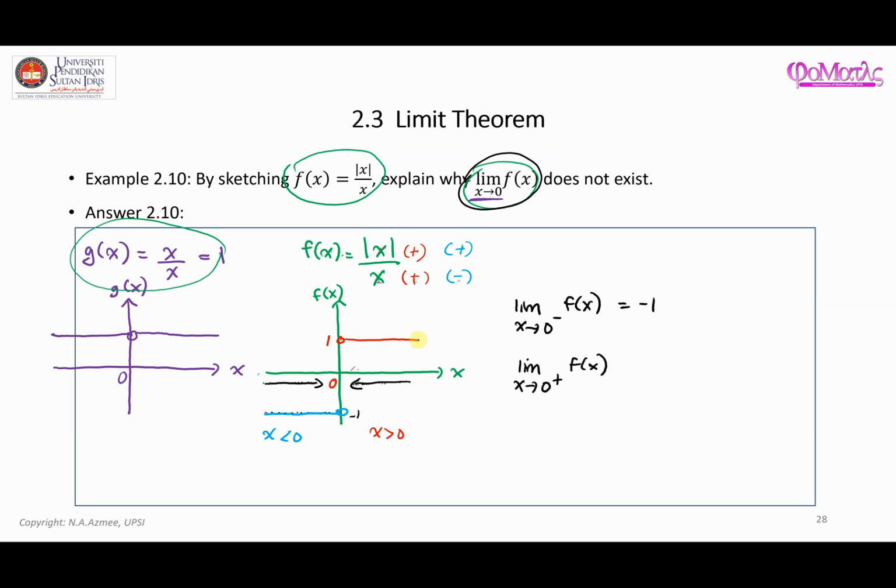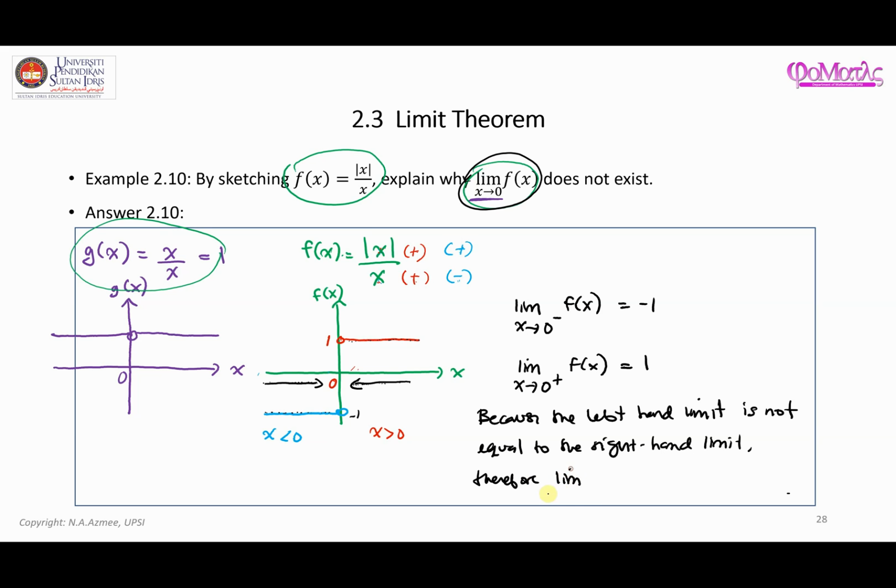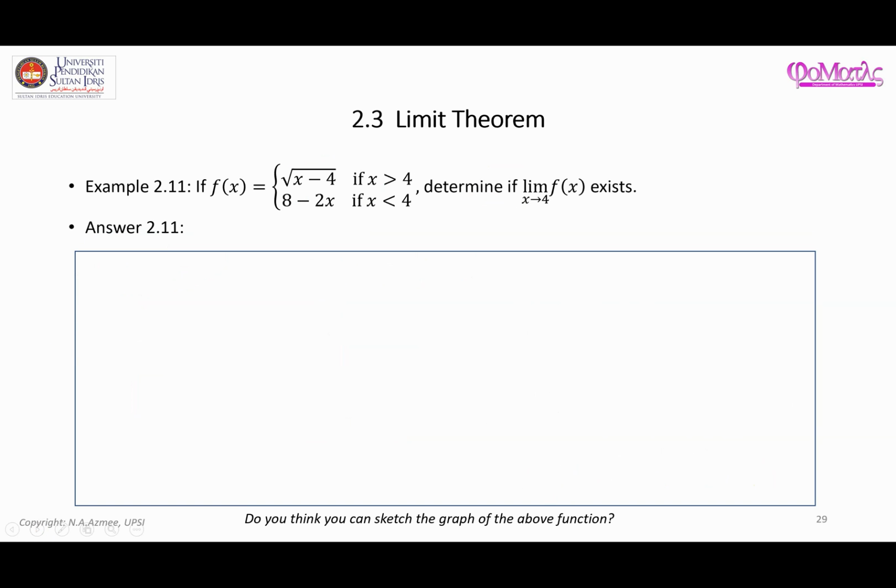So therefore, y here is going to be in this direction. It is going this direction and it will stop somewhere here. So the answer is going to be equal to 1. And because the left hand limit is not equal to the right hand limit, we can conclude that the limit as x approaches 0 of f(x) doesn't exist.